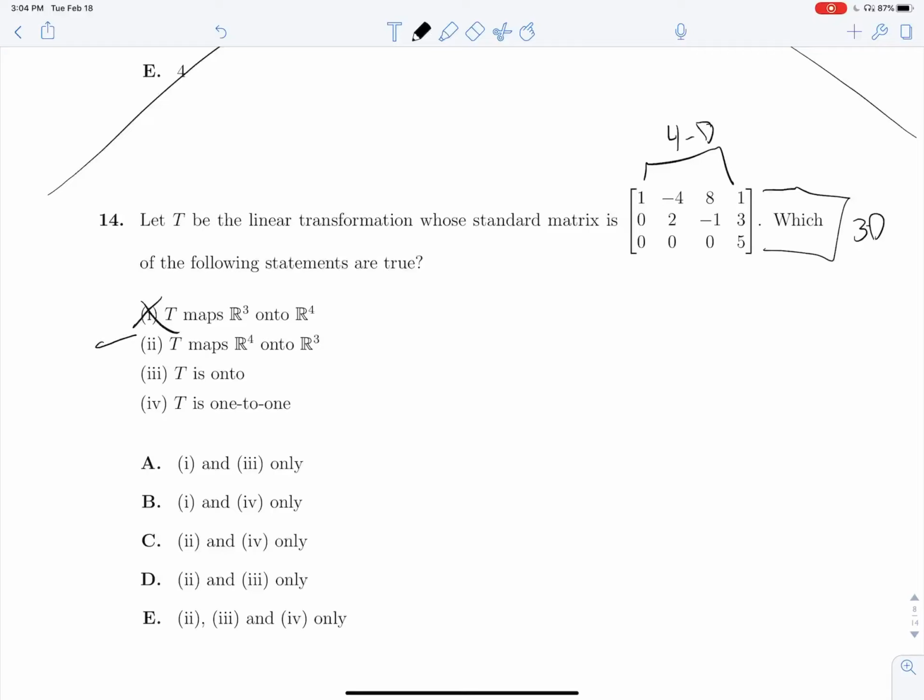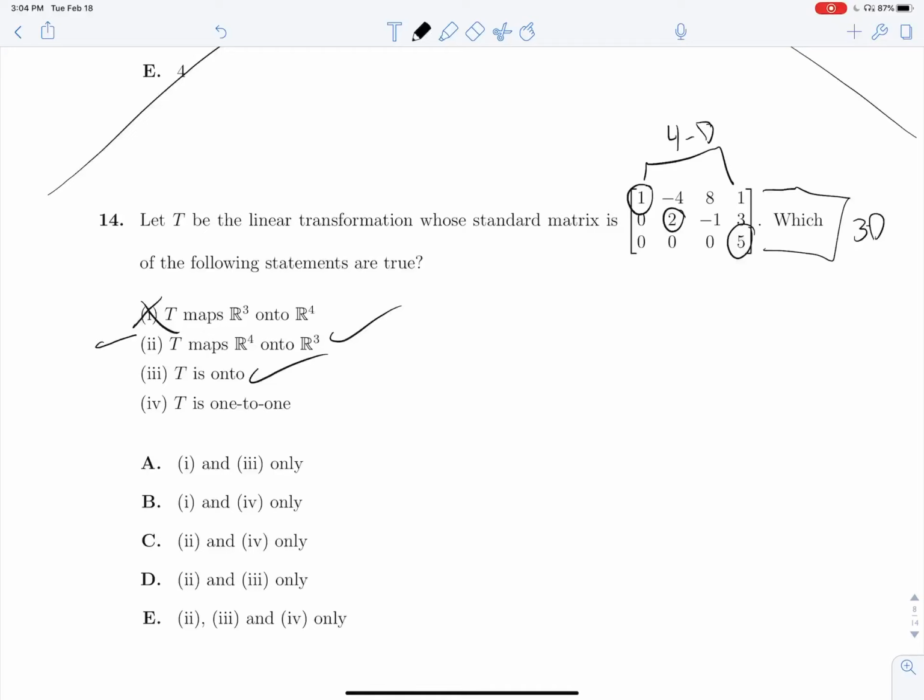And we would know if it's R4 onto R3 if its columns spanned R3, which we know that they do because we see that it has 3 pivot positions. So it does map R4 onto R3, which means that it is an onto transformation, but is it 1-to-1?